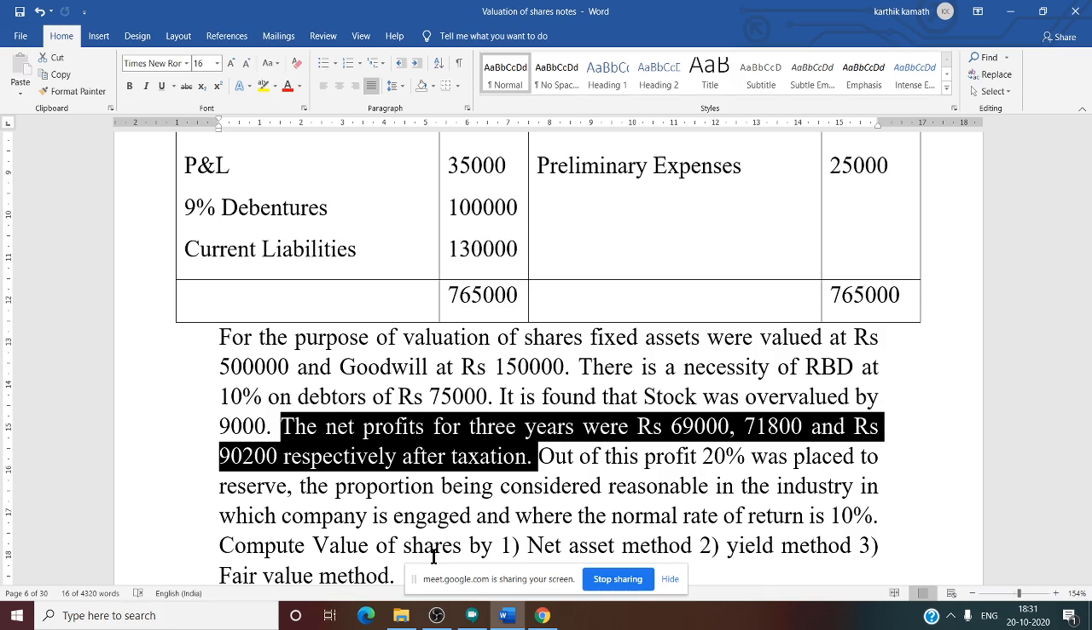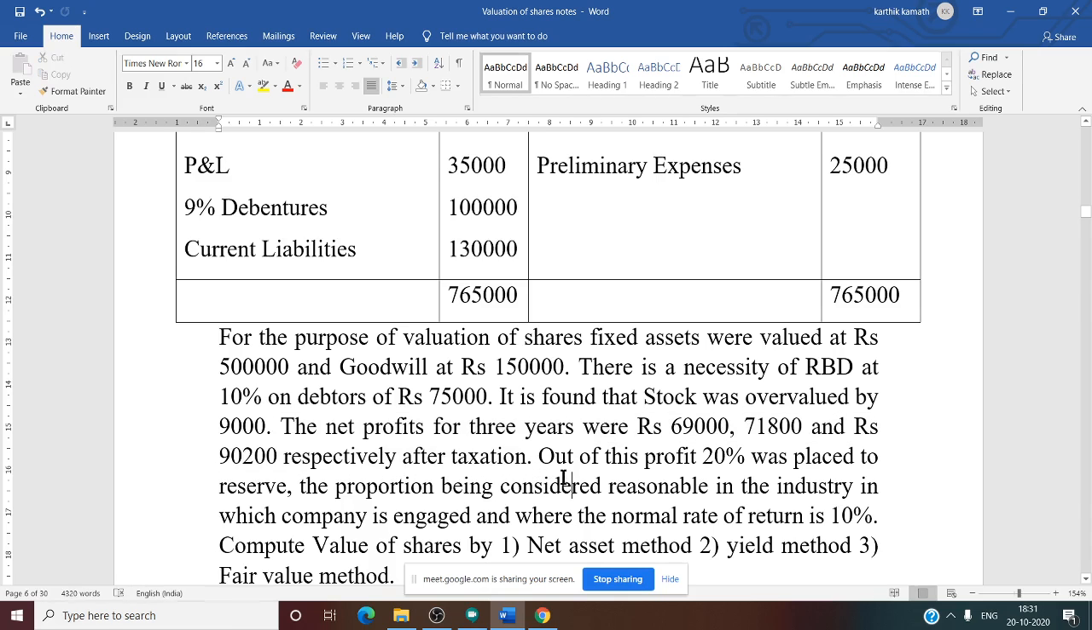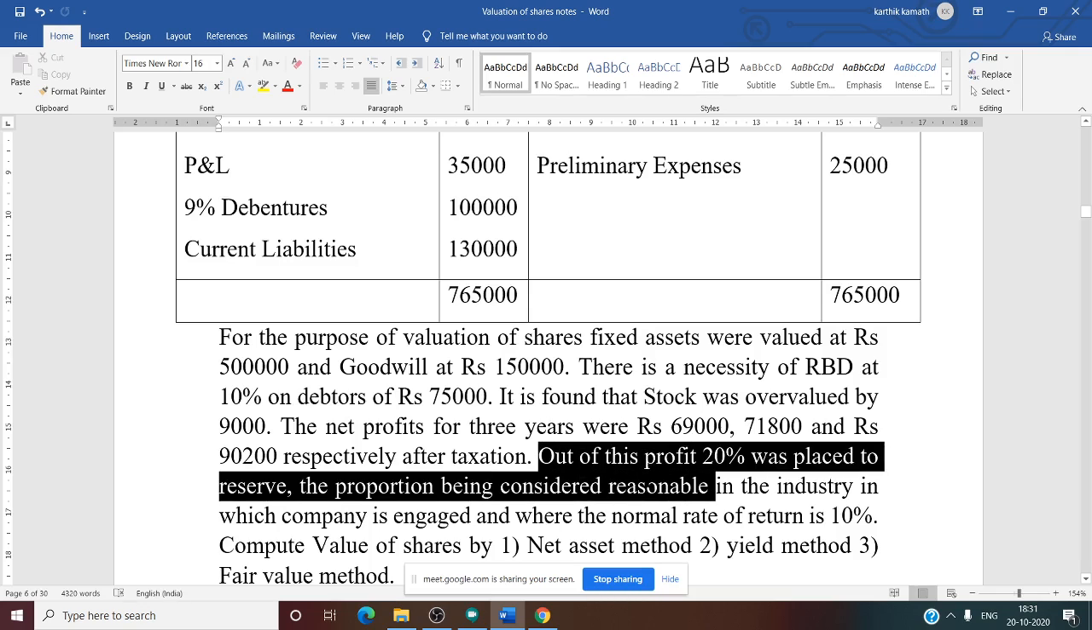How to find before taxation? First you need to find the average profit, average of these. Then from that you need to deduct tax and reserve. Taxation information is not given in this question, that is, the rate of tax is not given. Out of this profit, 20% is placed to reserve. So from the average, take 20%.